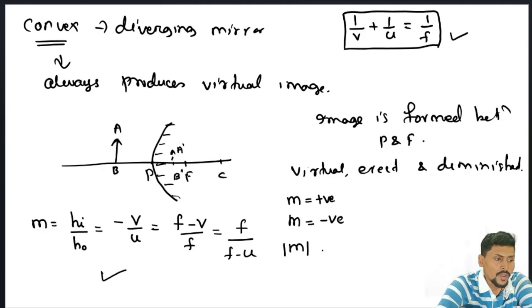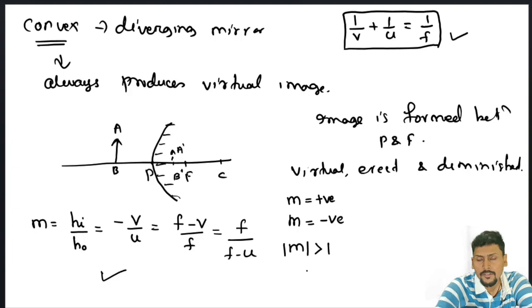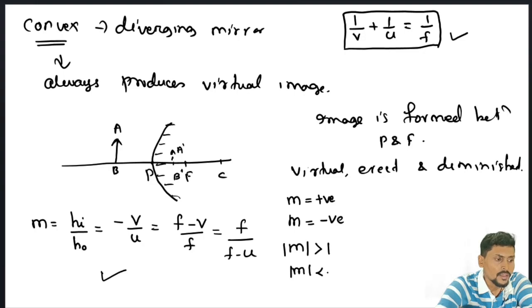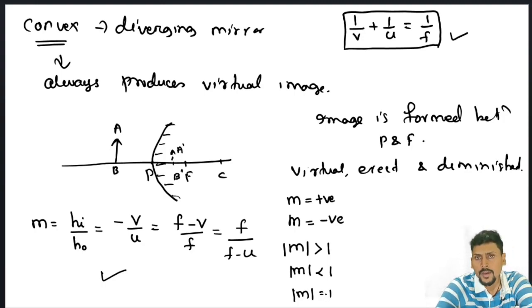If the magnitude of m is greater than 1, it means the image is magnified or enlarged. Similarly, if the magnitude of magnification is less than 1, the image will be diminished. The size of image will be less than the size of object. And if the magnitude of m is equal to 1, it means the size of image and size of object will be equal.